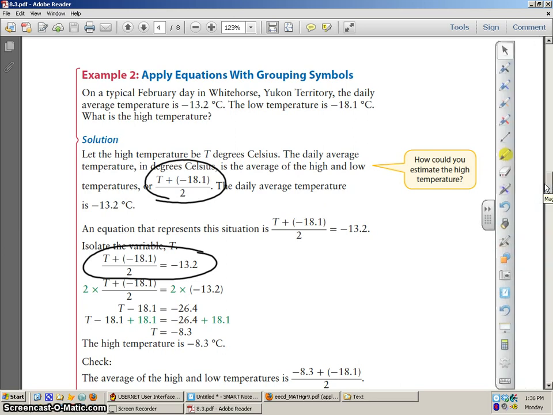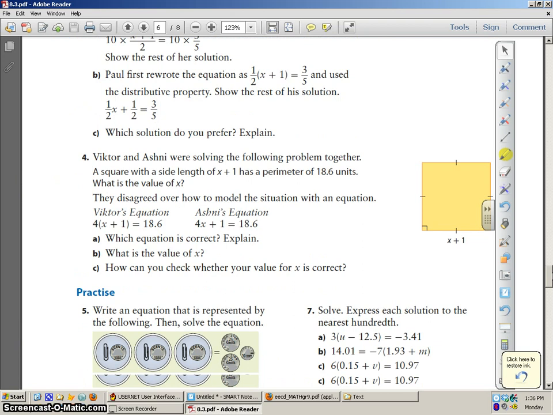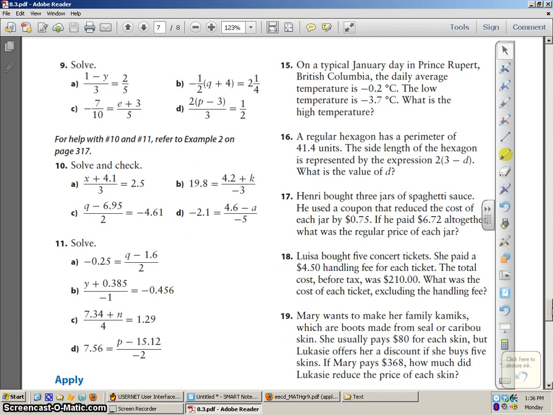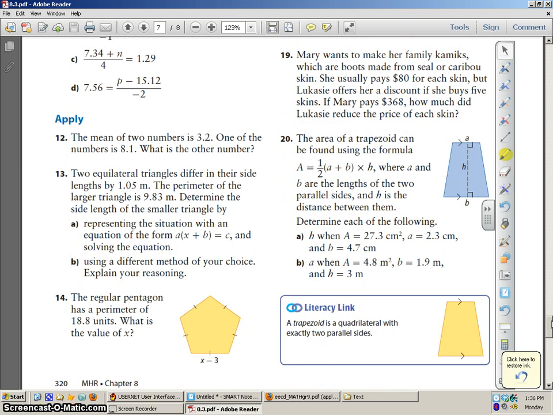In your book, example problems would be, or problems where you'd probably use this, 15 would be one here. We've got the looking for the high temperature when you're given the average and the low. And another one is down here, number 12, where we're talking about the mean, which is another way to say average. Okay, so let's get to our example.